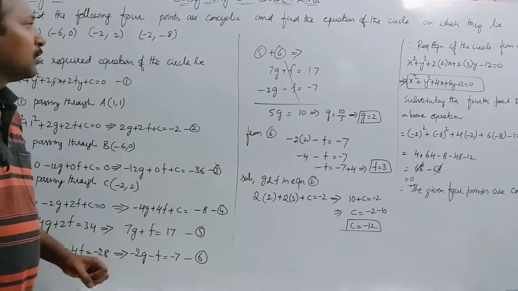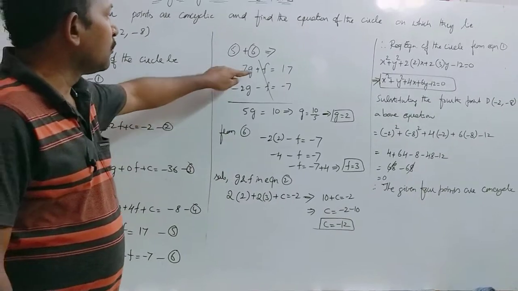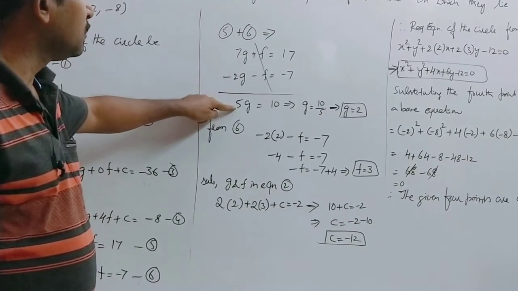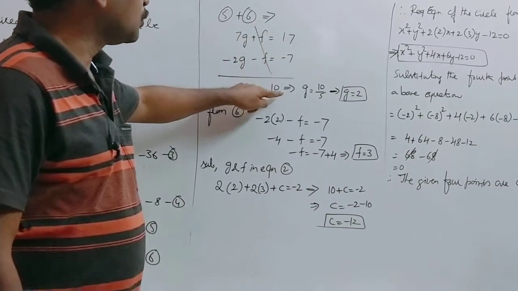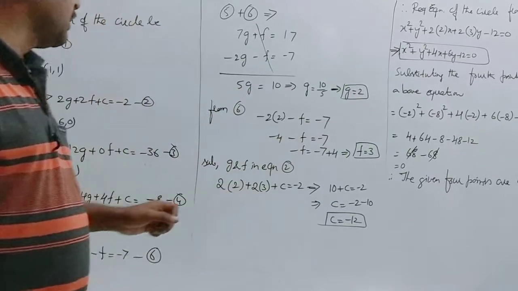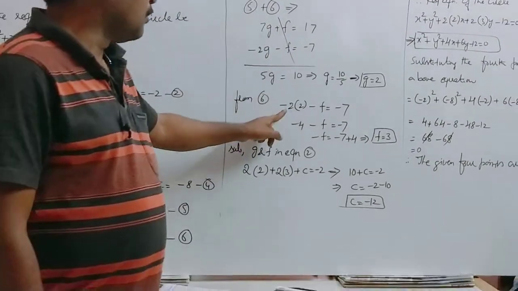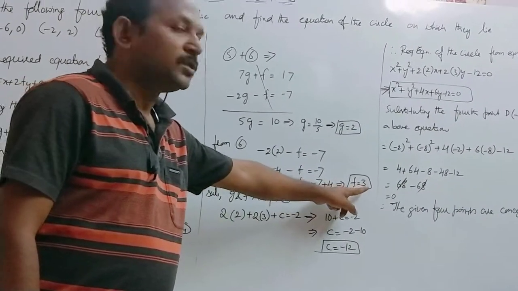Now, let us solve. Then, 5 plus 6, we are adding. Then, plus f minus f get cancelled and 7g minus 2g becomes 5g. 17 minus 7 becomes 10. So that g is equal to 2. Then again, substituting the value of g in equation 6, it becomes minus 2 into 2 minus f is equal to minus 7. So that f value becomes 3.